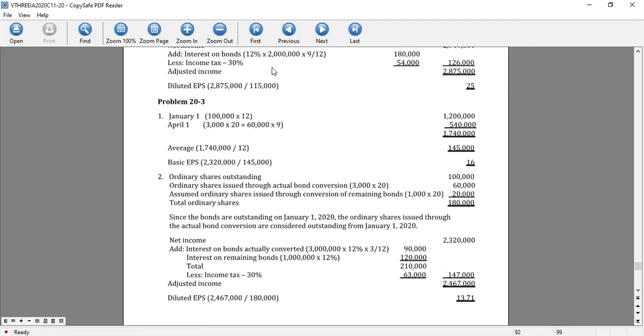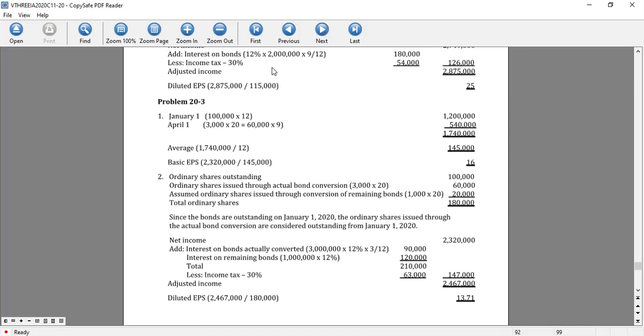So we have now 4 million. So you can have 4 million divided by 1,000, you get 4,000, and then you multiply that by 20. On April 1, 2020, bonds with face amount of 3 million were actually converted into ordinary shares. So you still have a balance of 1 million. Net income for the current year is 2,320,000, and the income tax rate is 30%.